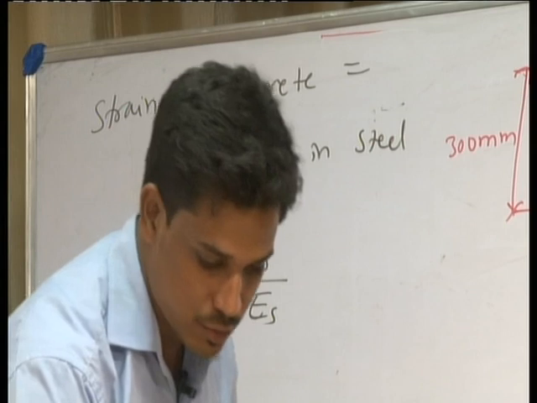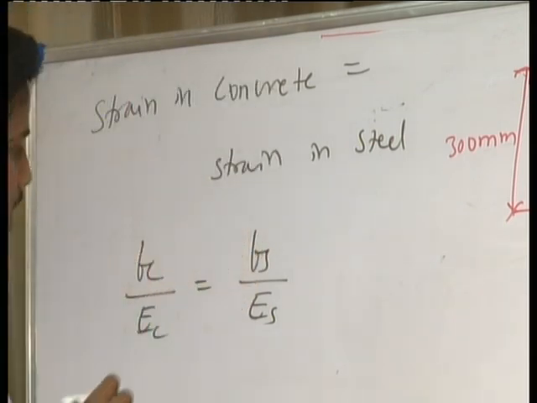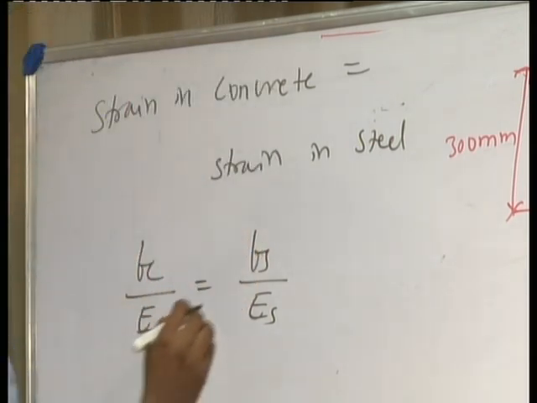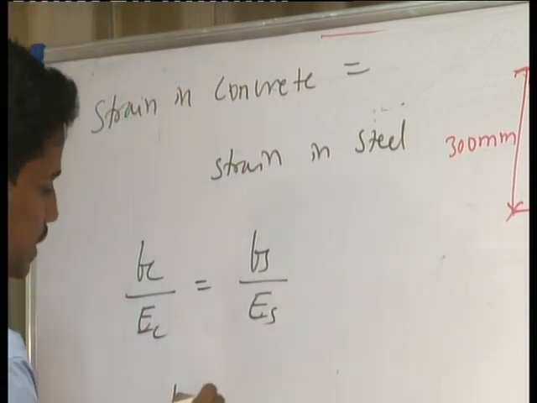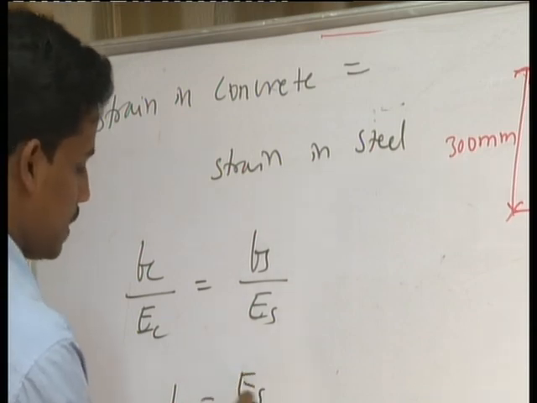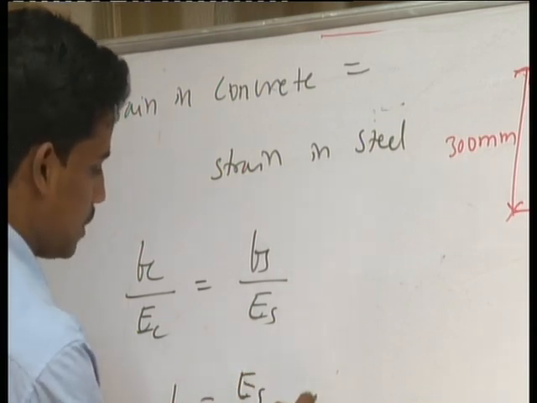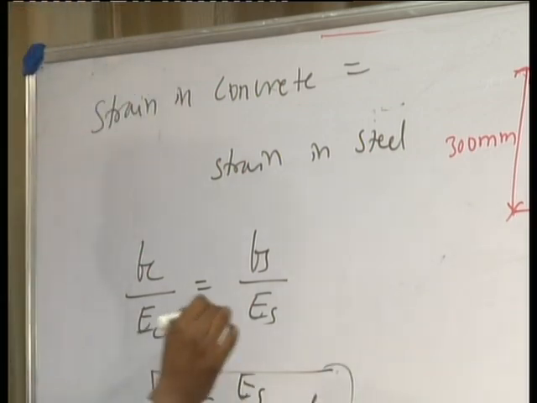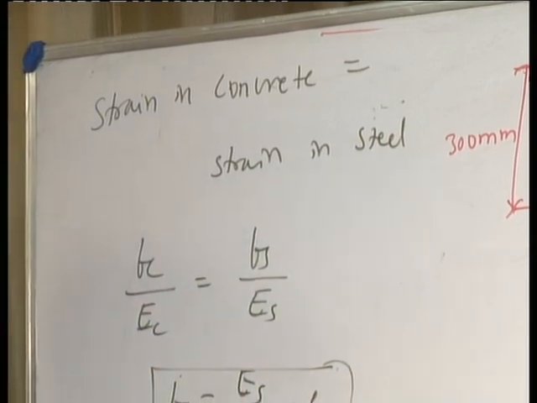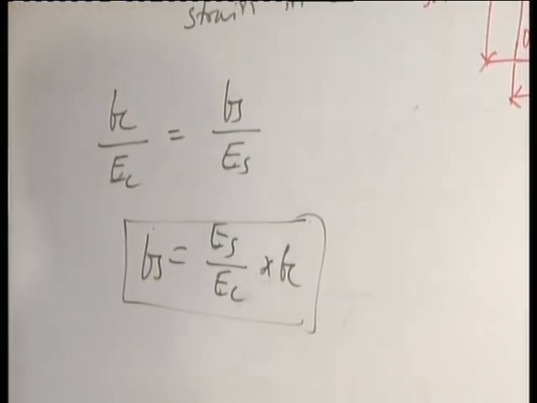We know the Young's modulus of steel is given, so now we are expressing Fs in terms of EC: ES by EC into FC. We are expressing Fs in terms of FC because we know the value of Young's modulus of steel and Young's modulus of concrete. Now substitute the values of Young's modulus of steel and of concrete in this equation.